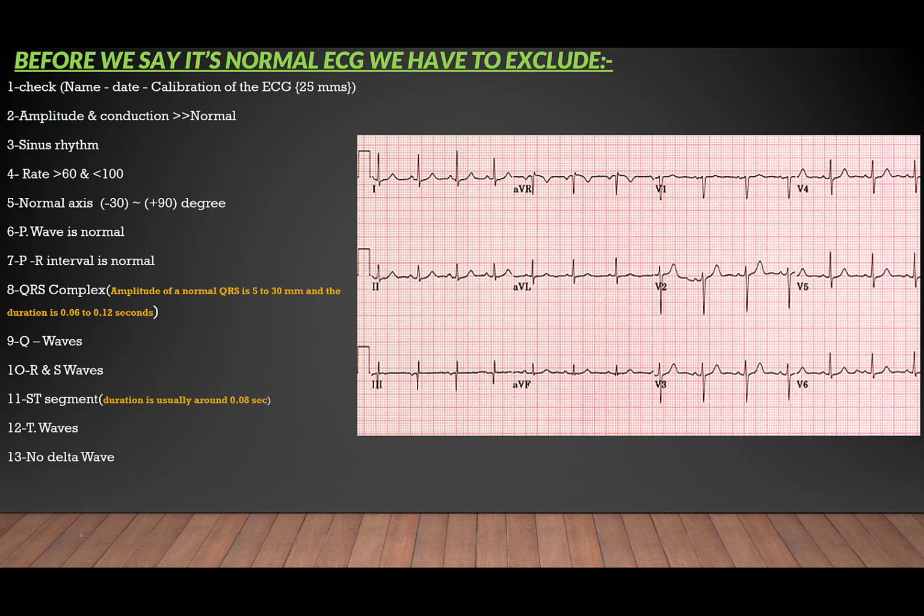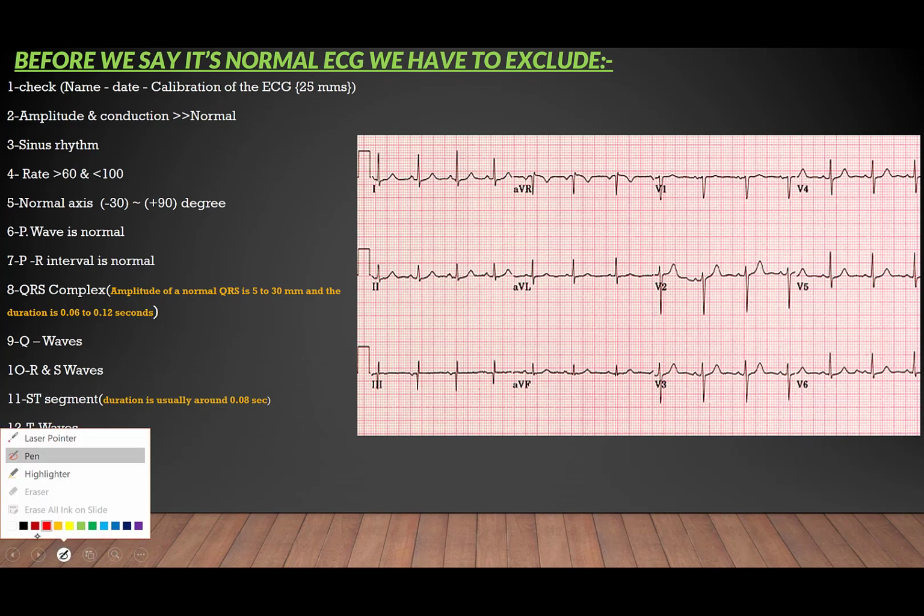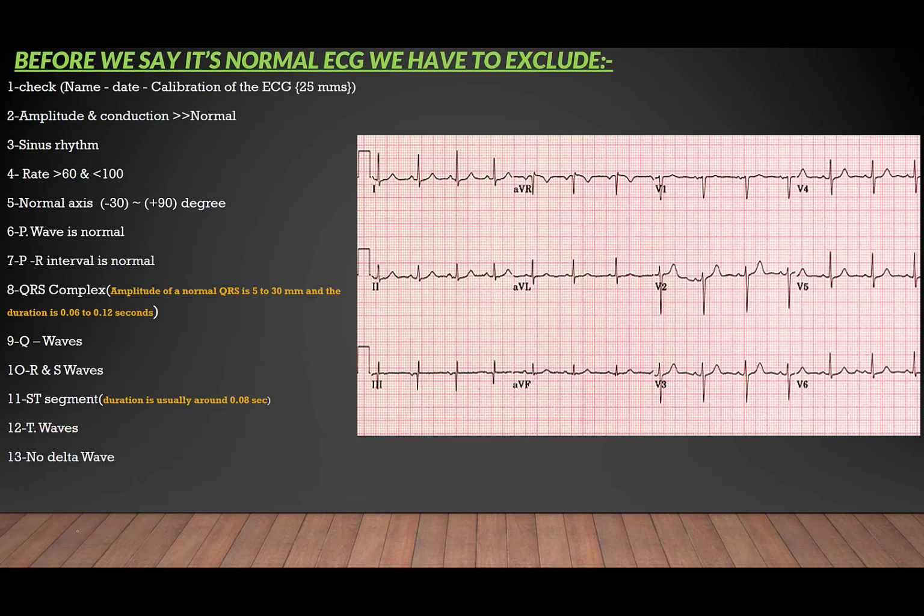So here we have an ECG. Before we say it's a normal ECG, we have to exclude all of these. The first point is to check the name of the patient and the date, with calibration of the ECG, as I discussed in the previous video. Okay, this is the first one.